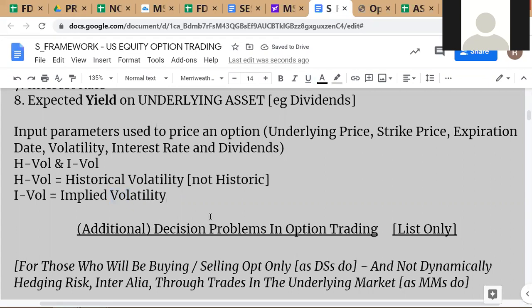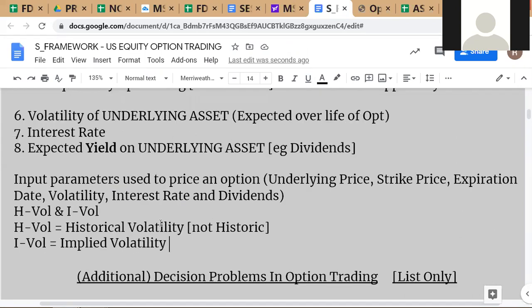So these are conventions that we are going to use to save myself time. I will just say H vol and I vol. You have to understand what these are. We will talk about them later, but these are two different things. Every time I say H vol, you should hear it as historical volatility, and if I say I vol, you have to understand it as implied volatility.